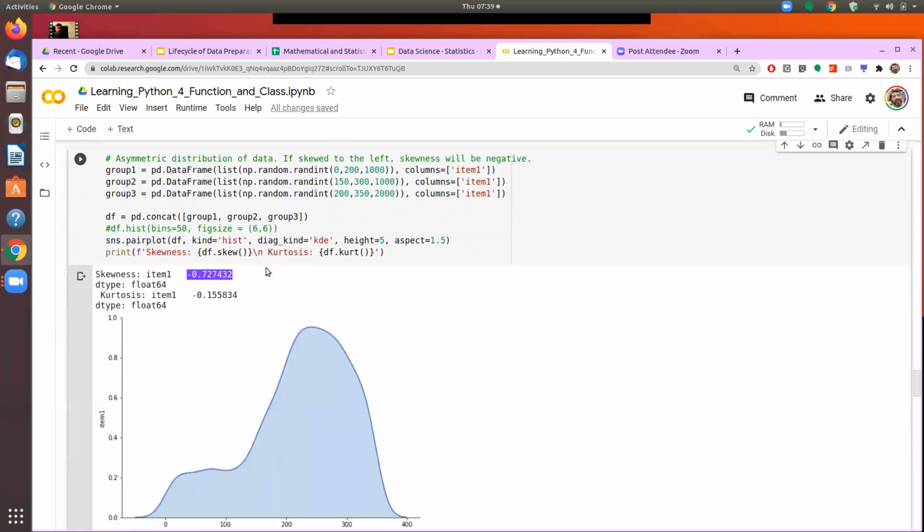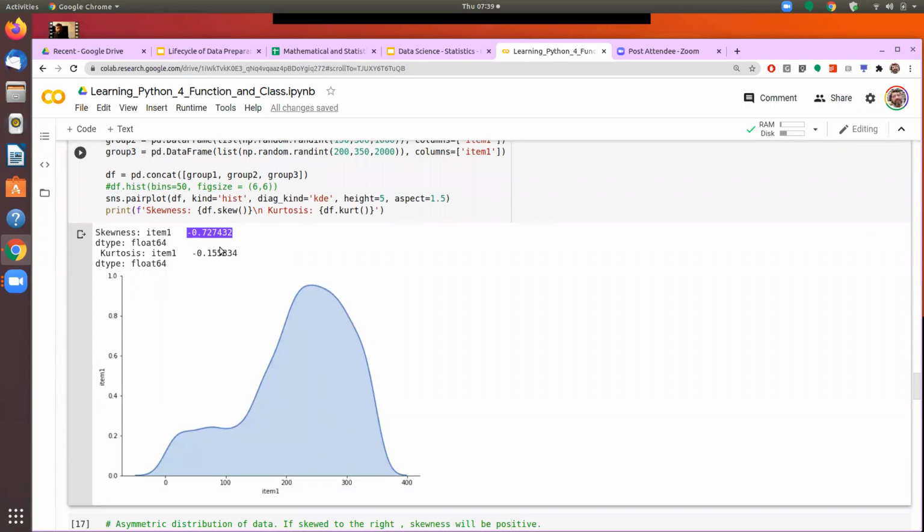So the skewness is higher, and if the skewness number is negative, it means that it is skewed to the left. So from the center of the data, you can see that more data points are actually on the left side of the center than the right side, and that's why we will call this data set skewed to the left. And when it is skewed to the left, the skewness number would be negative.